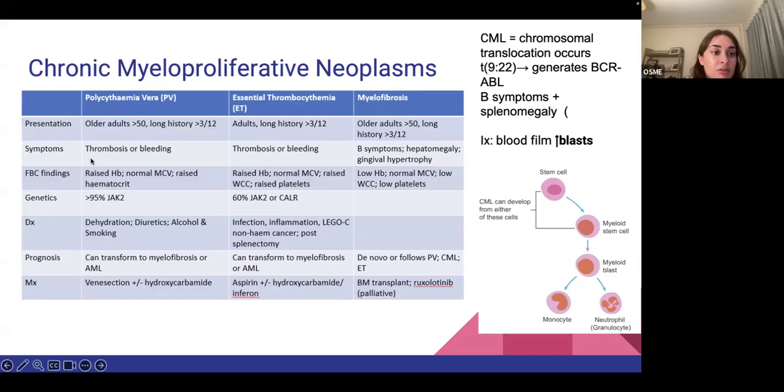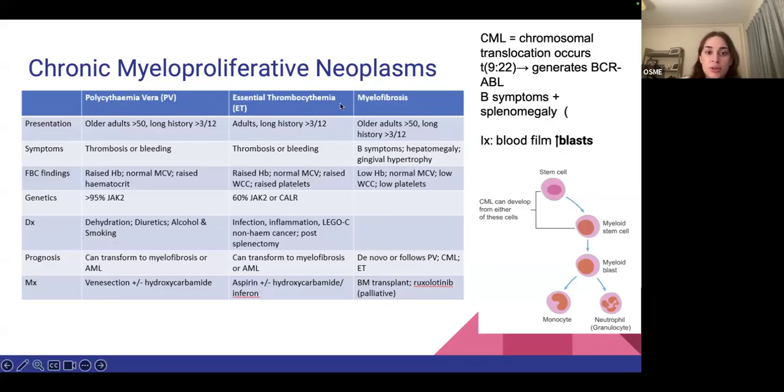So they might present with signs of a DVT or something that looks more like an ischemic event. On a full blood count, they'll have a raised hemoglobin, a normal MCV, and a raised hematocrit because the concentration of red blood cells has increased within the blood. It's due to a JAK2 mutation, and the way you treat it is literally by bleeding off the excess blood, so venesection.